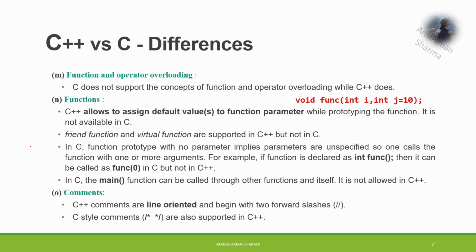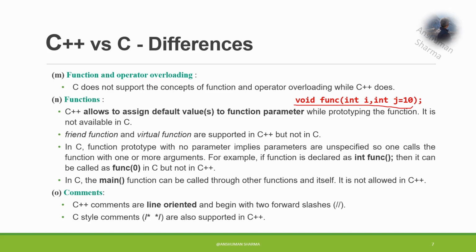Next, function overloading and operator overloading. These concepts are only supported in C++ and they are not available in C. Then in regard to functions, C++ allows assigning default values to function parameters while prototyping the function, but it is not available in C. Consider this statement that I am writing here: void function(int i, int j = 10). This is a function declaration. It is allowed in C++, but it is not allowed in C, because it allows assigning a default value.